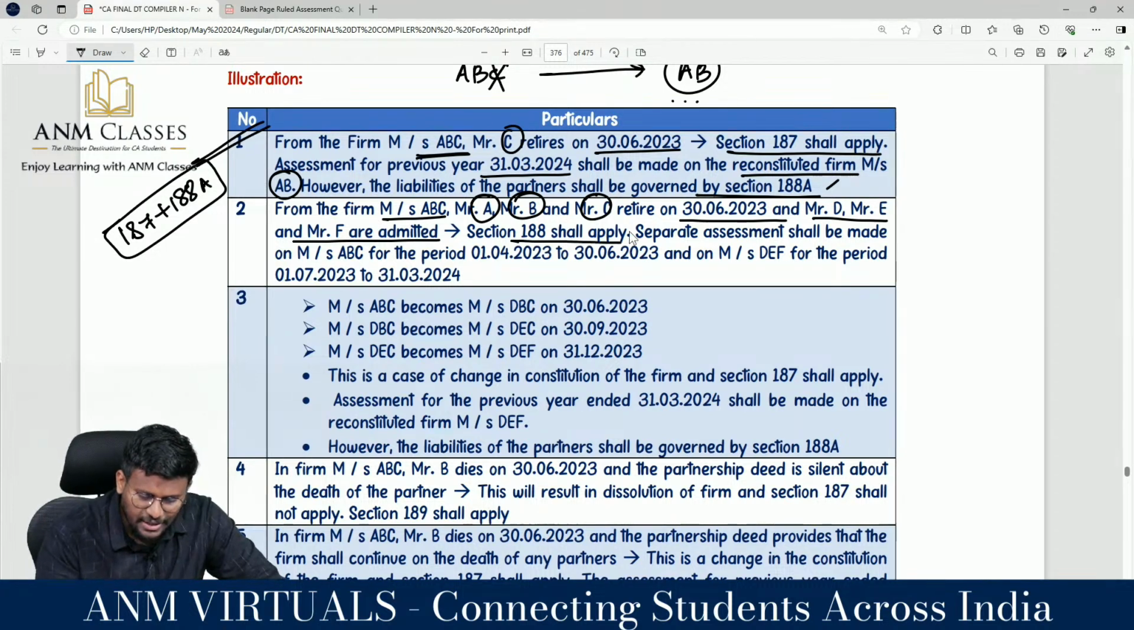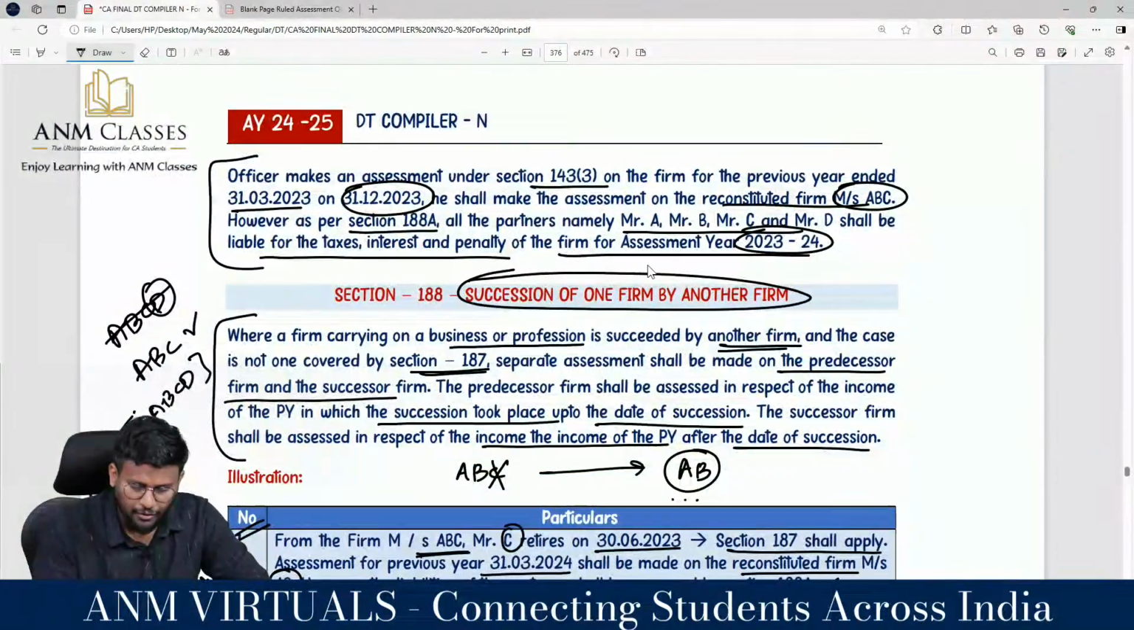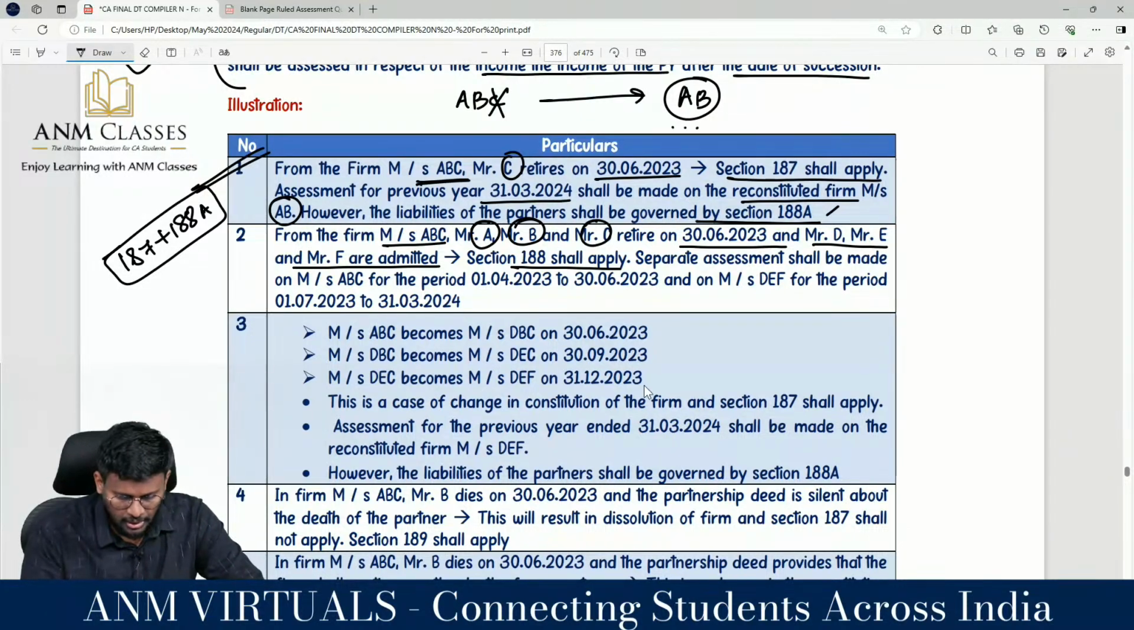So, 188 shall apply because this is not a reconstitution of the firm. This is succession of one firm by another because earlier three parties were there. They get out and new three parties came in. This is succession of a partnership firm. So, here 187 will not be applicable, 188 will be applicable.